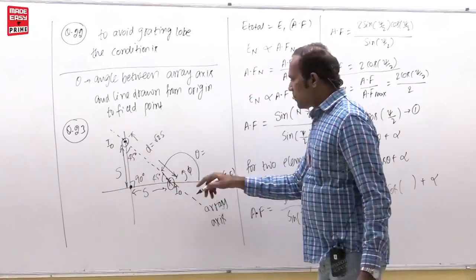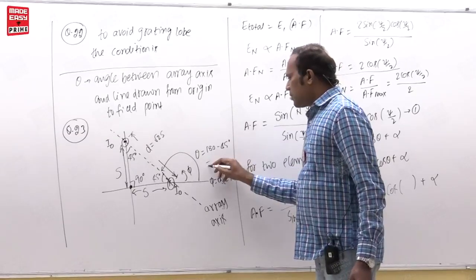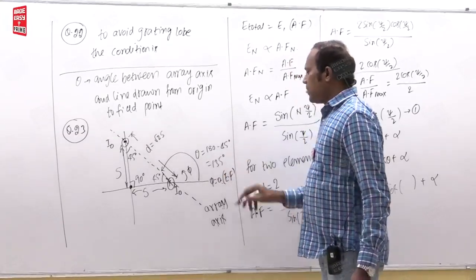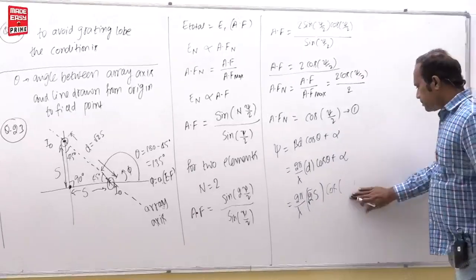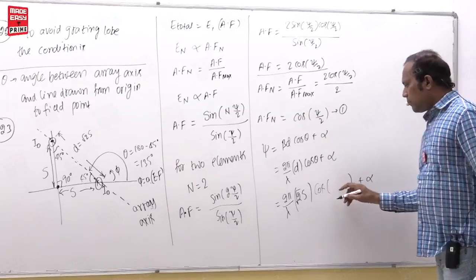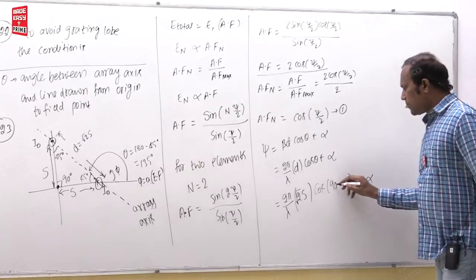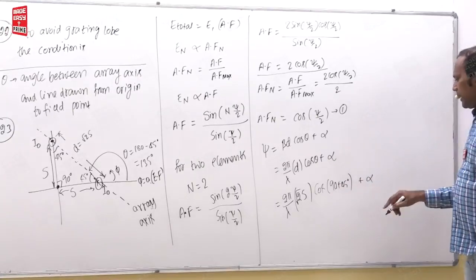So then this angle becomes 180 minus 45. So that is actually 135. 135 means 90 plus 45. So that theta is here. Theta angle is here, students. 135, 90 plus 45. That means second quadrant. That's why I am writing like that.